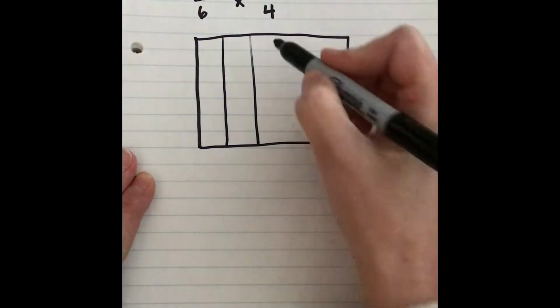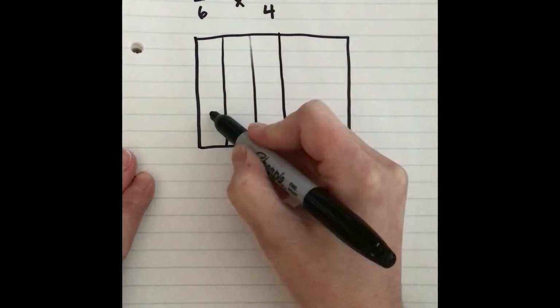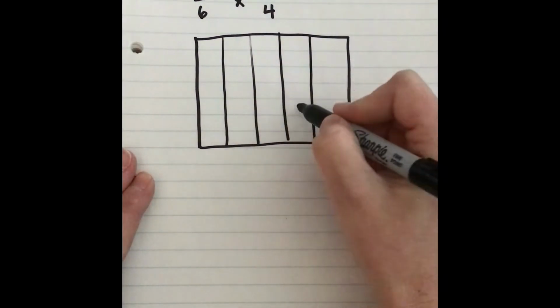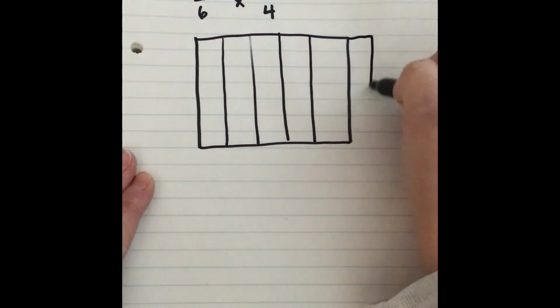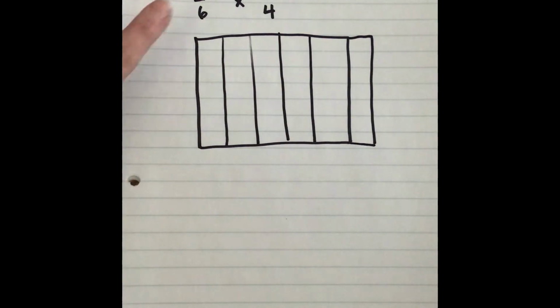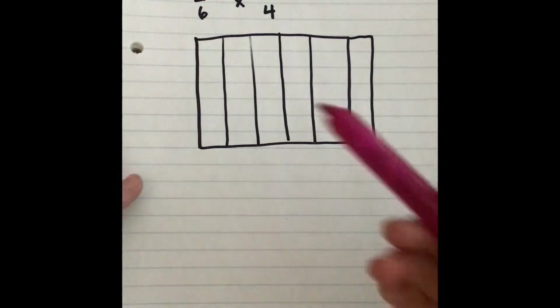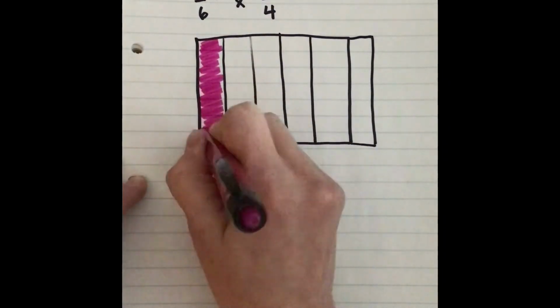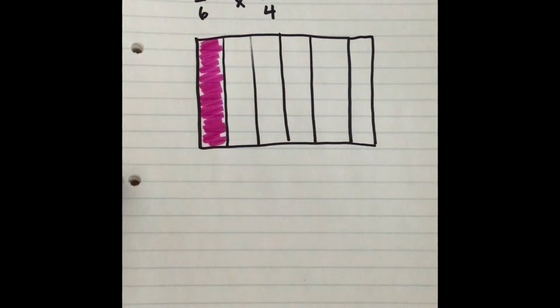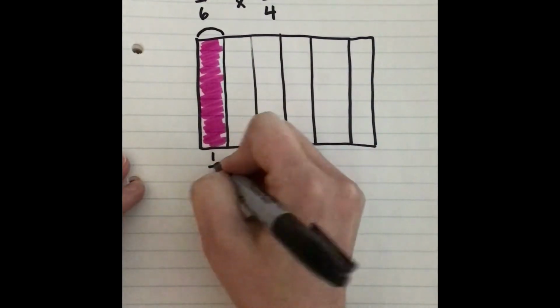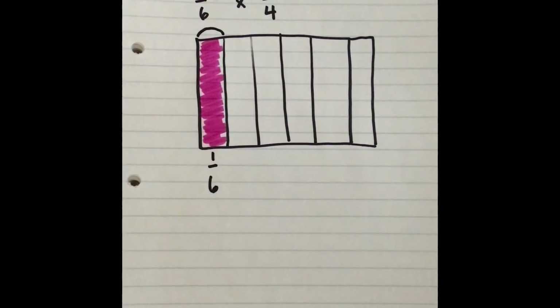That makes 3 times, 4 times, so I have 1, 2, 3, 4. 1, 2, 3, 4, 5. I'm going to just make one more this way so they look a little bit more even. 6 times. So our fraction here, 1/6, says I need to shade in one of those 6 columns. So right here, this shows me this is 1/6.